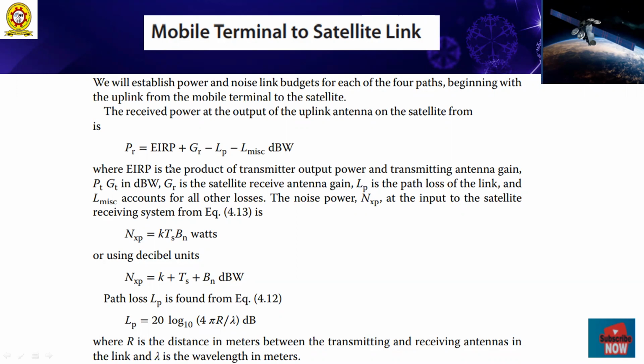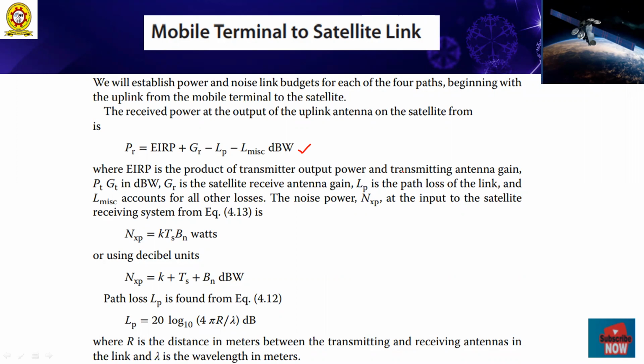How do we establish the link budget for each of these connections that I represented here? Here we have a main received power equation. That main received power equation can be represented here. The received power equation can be represented by EIRP, gain, path loss, and other miscellaneous losses. These are available in decibel format.